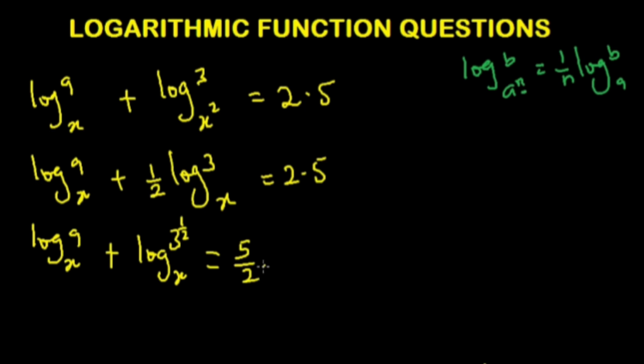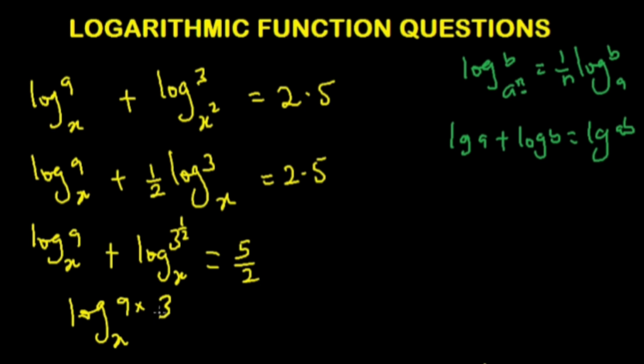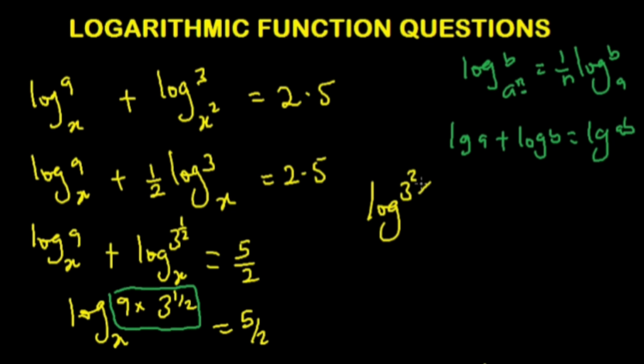The law of logarithm again states that when we have a plus, it becomes times. If you have log a plus log b, that is log ab, right? So same thing here. I'll have log base x of 9 times 3 to the power of 1 over 2 is equal to 5 over 2. In that case, using the law of indices, we can work it out. 9 is the same thing as writing 3 raised to power 2. So we have 3 raised to power 2 times 3 raised to power half is equal to 5 over 2.